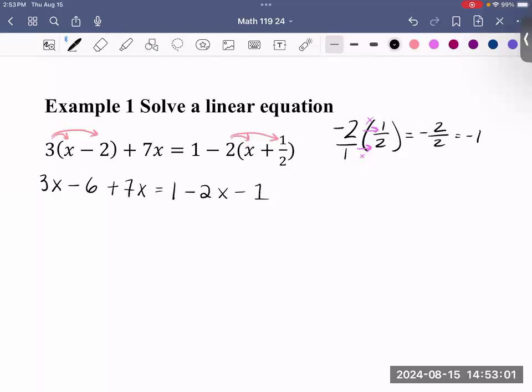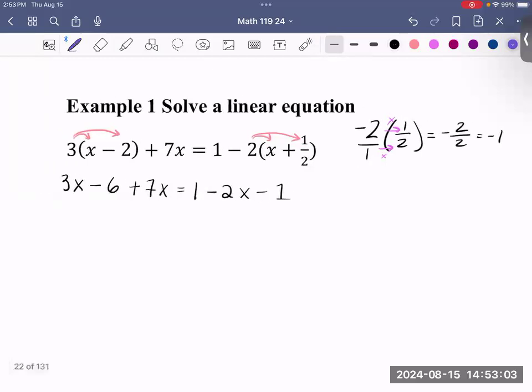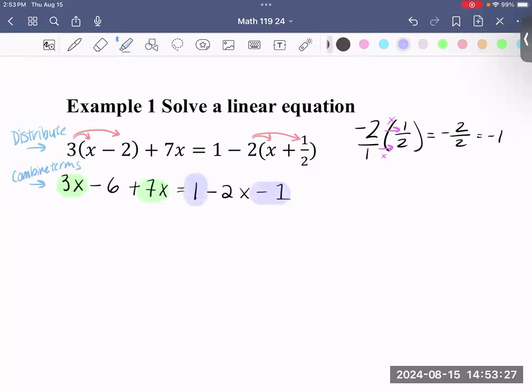So you're looking at -2 over 2, or just -1. From there, now we can combine like terms. The first thing we wanted to do was to distribute, and now we're looking at combining like terms. Your like terms, we have 3x and 7x. We also have 1 and a -1. Combining these on each side, we're left with 10x minus 6 is equal to -2x.